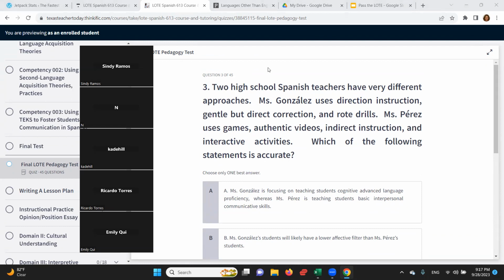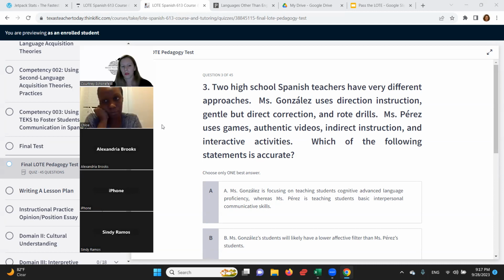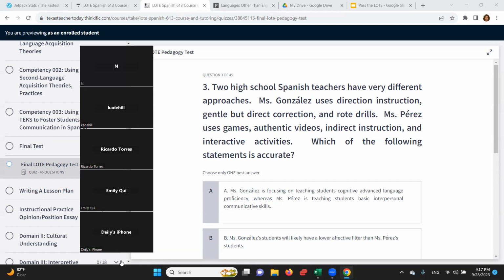I love doing this. I love helping people learn the pedagogy because it is the biggest part of the test and it's important, but it is also important for us to polish our Spanish, right? Because that's still 2/3 of the test.